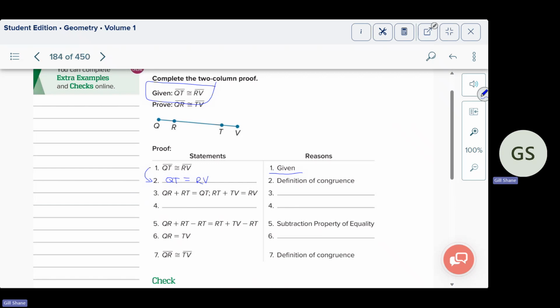You're changing the symbol from congruence to equals, or it could be the other way around. It could go from equals to congruence also. So this is a congruence symbol. We said that means that the shapes are the same. One shape would fit right on top of the other. The equal sign means they have the same length. We're going to be talking about numbers if we're using the equal sign.